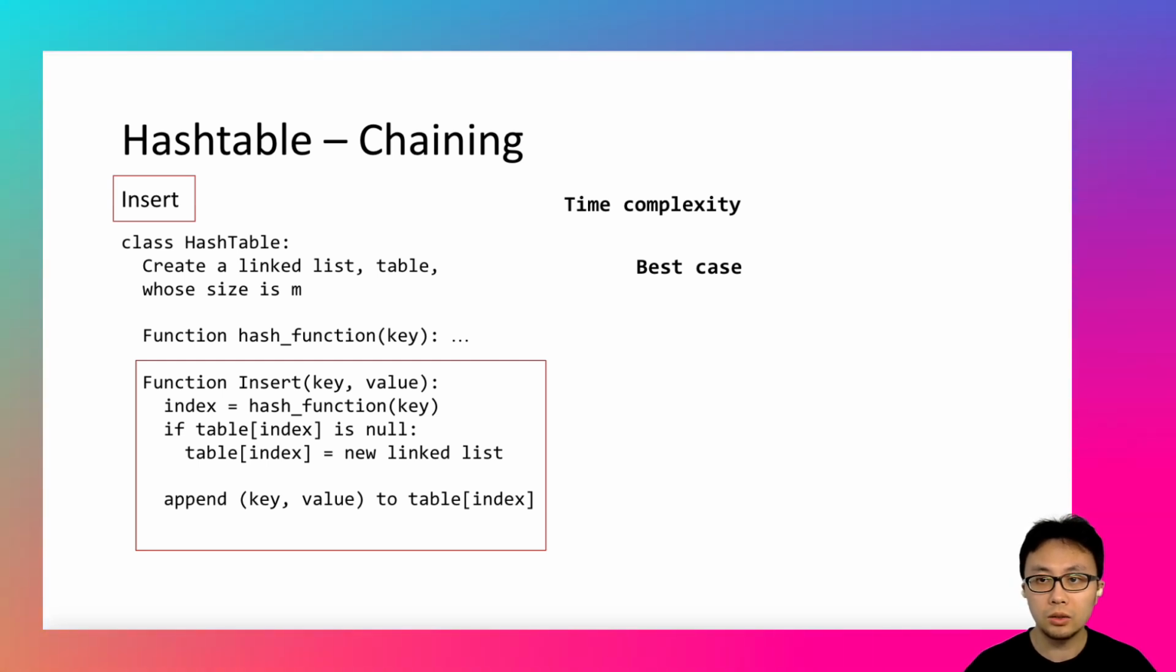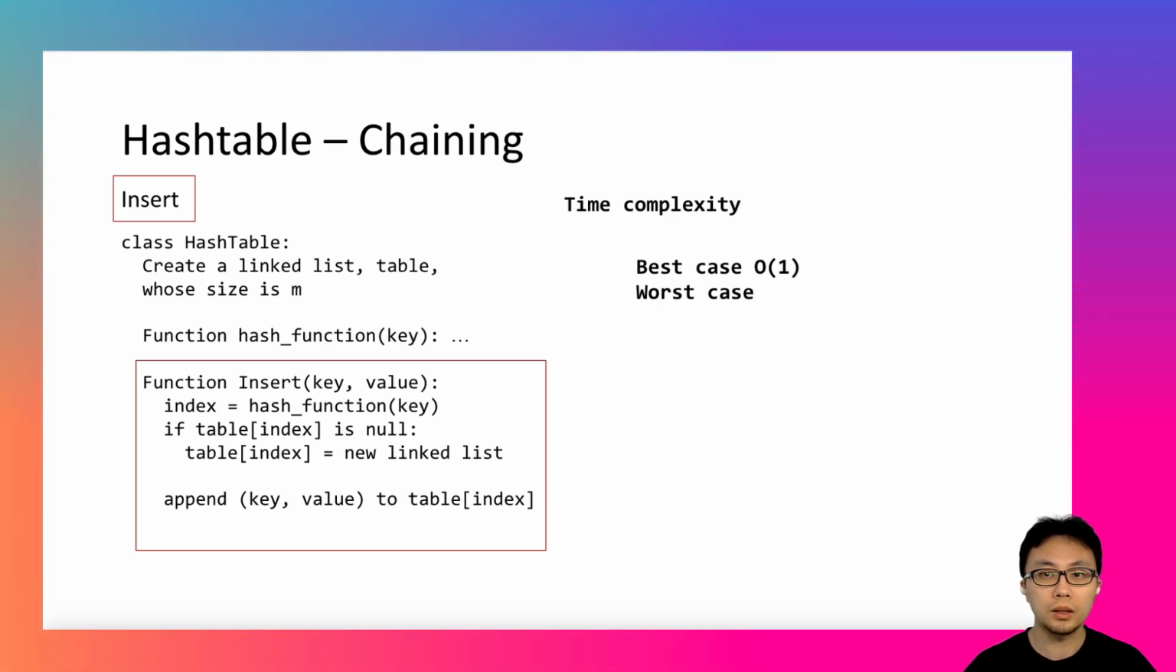When you can insert the new pair of data as a node in a single step. That's when the new pair of data is inserted as the first node in a linked list. The time complexity of this case is big O of 1 because it takes a constant number of steps to do so. What about the worst case?